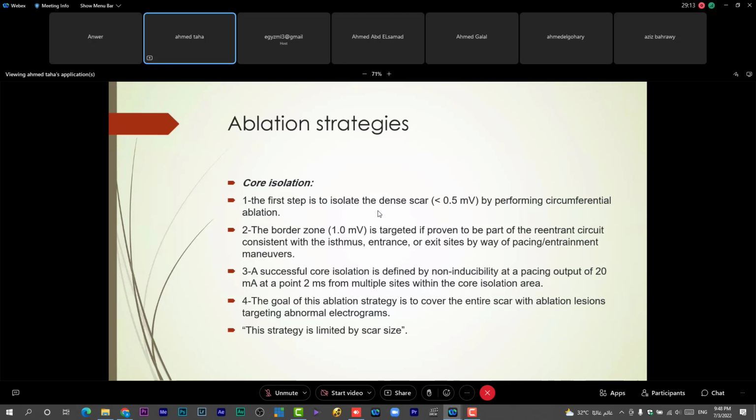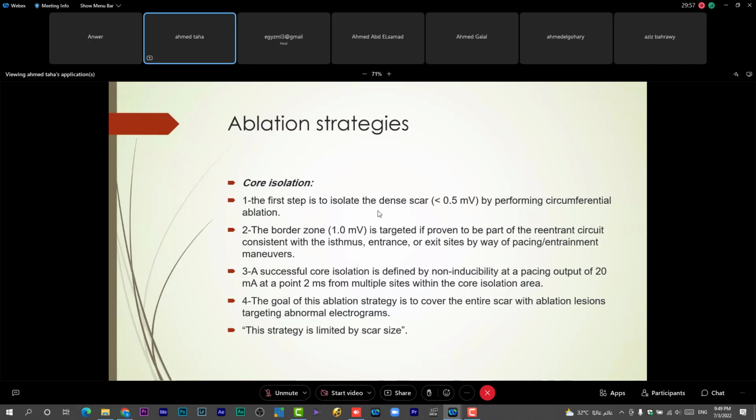So, for example, what's called core isolation. First, I isolate the dense scar by voltage mapping and do what's called circumferential ablation. For example, I have a small scar in the apex. I will do circumferential ablation. I ablate the zone itself so I can make a fixed block of this scar from the whole myocardium. I identify the border zone from 0.5 to 1.5 millivolt, or sometimes 1 millivolt. So I will target this area by giving ablation at this point.